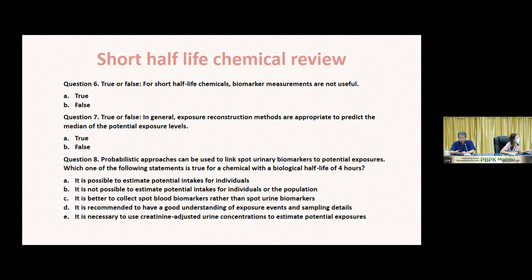Probabilistic approach can be used to link spot urinary biomarker to potential exposure. Which one of the following statements is true for a chemical with a biological half-life of 4 hours? A, it is possible to estimate potential intake of individuals. B, it is not possible to estimate the potential intake for individual or the population. C, it is better to collect spot biomarker later than spot urine biomarker. D, it is recommended to have a good understanding of the exposure event for sampling details. And E, it is necessary to use creatinine adjusted urine concentration to estimate the potential exposure.